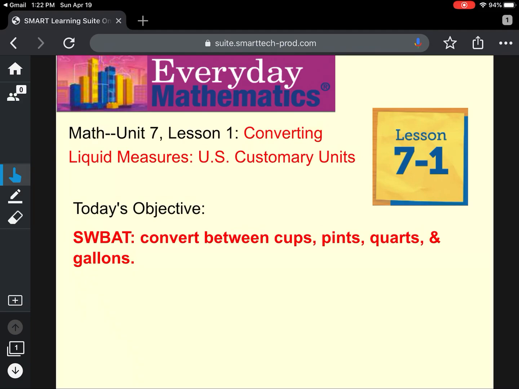If you do not already have your math journal, a pencil, and some type of paper to work out problems on, get those items ready now.